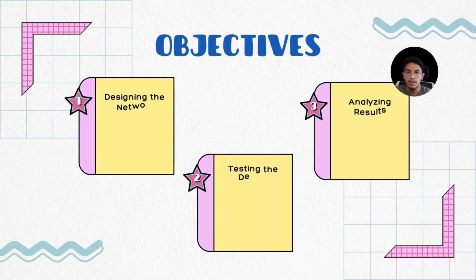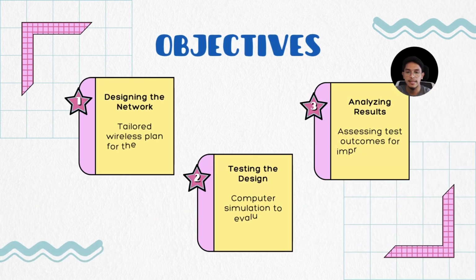For our project, we have three objectives. The first is designing the network, that is standard wireless LAN for the 3 floors. And then testing the design, that is computer simulation to evaluate network performance. And last, analyzing results, that is assessing test outcomes from improvements.